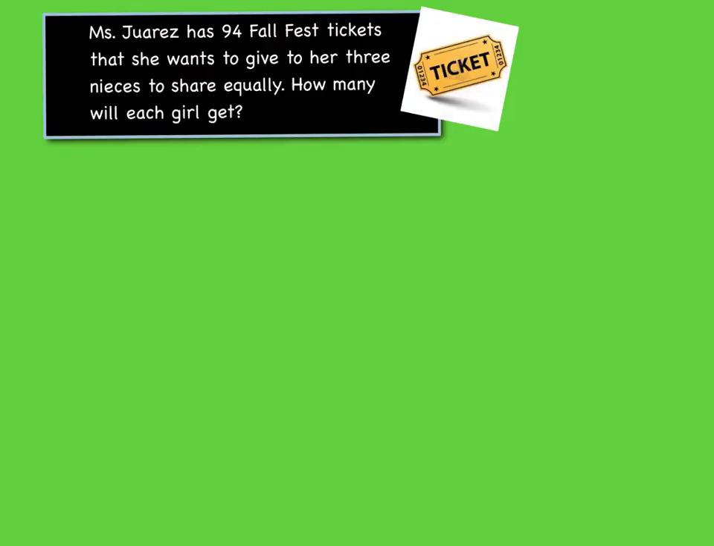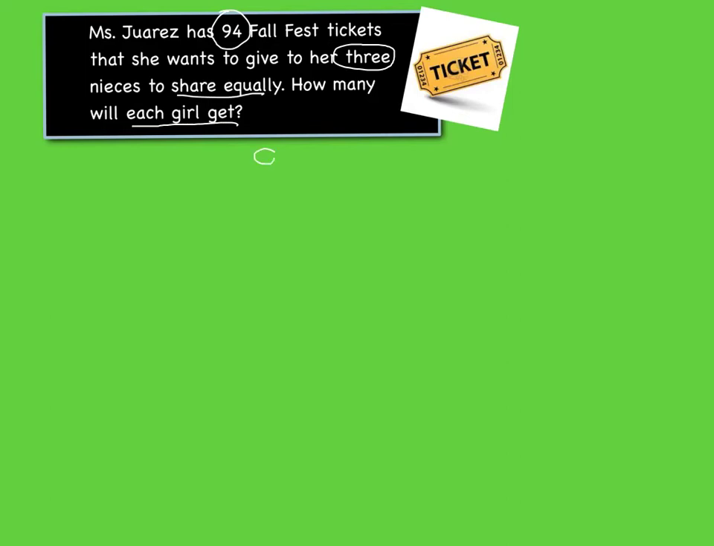So let's take a look at this last question. Miss Juarez has 94 Fall Fest tickets that she wants to give to her 3 nieces to share equally. I'm going to circle 94. I'm going to circle 3 to share equally. How many will each girl get? That's just right away telling me I need to divide.